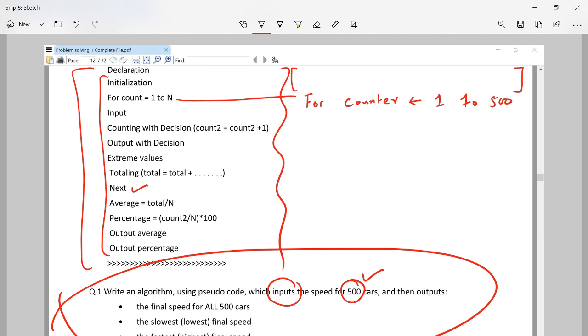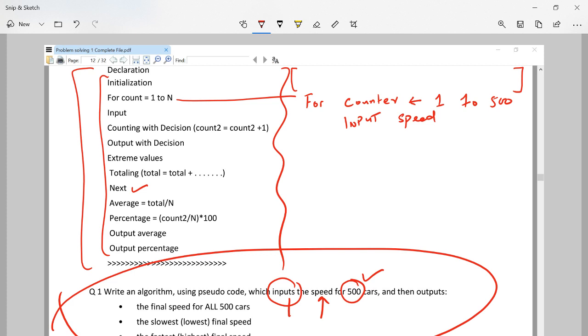Then input, what to input. The reason of the format is हमें पता है कि input for के loop के बाद करना. That's the benefit. Input speed of 500 cars. So input speed.